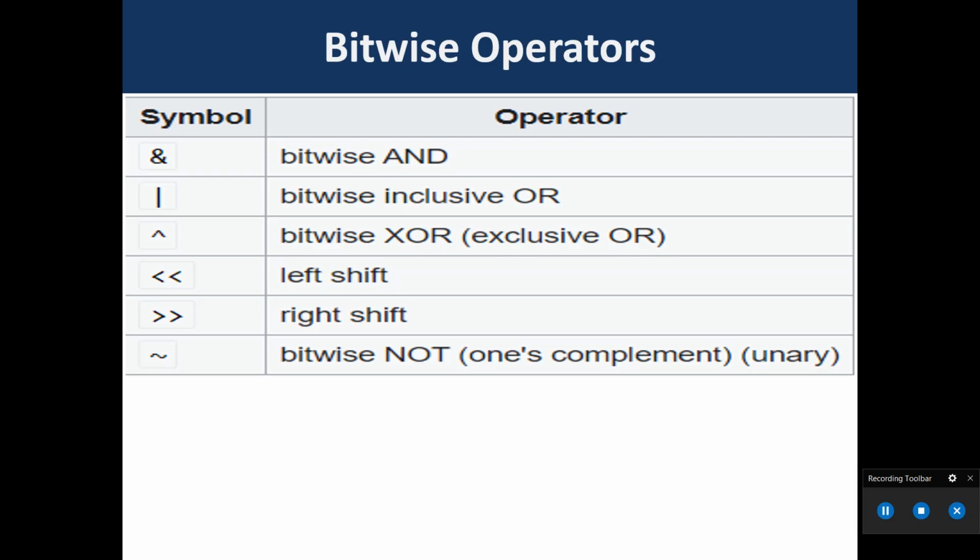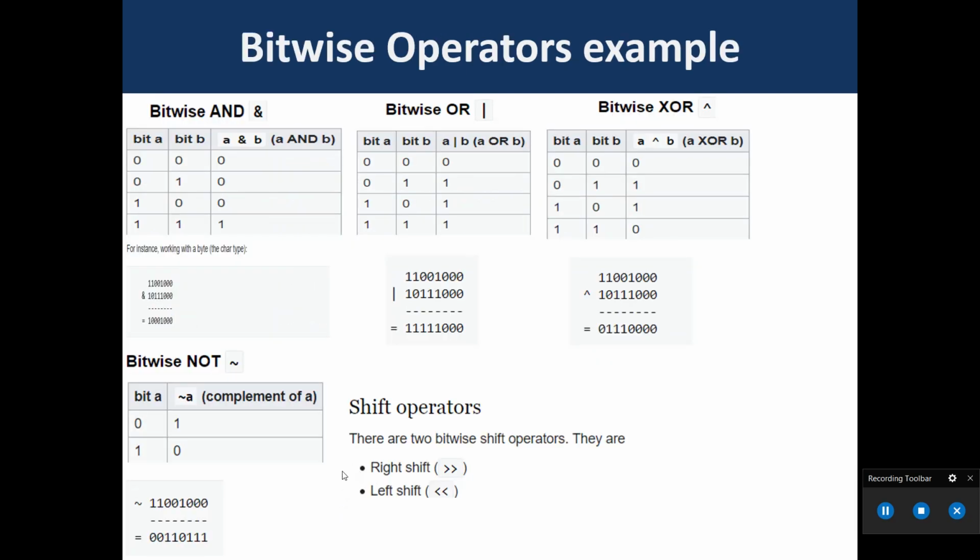It is based on the principle of performing operations bit by bit, which is based on Boolean algebra. It increases the processing speed and hence the efficiency of the program. These are the symbols for bitwise operators: bitwise AND, bitwise exclusive OR (XOR), left shift, right shift, and bitwise NOT, which means one's complement. Now we can see examples of bitwise operators.